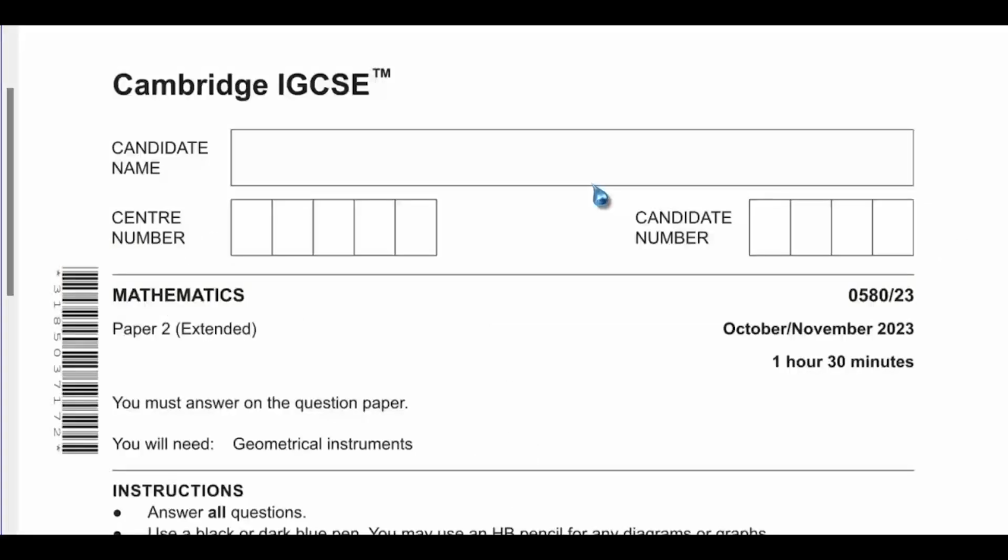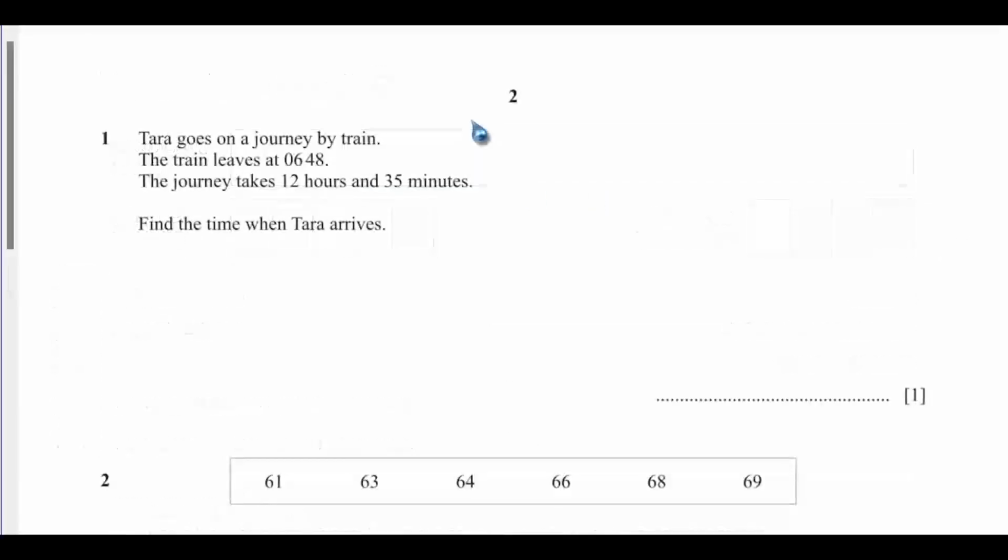Let's jump into the first question. Question 1. Tara goes on a journey by train. The train leaves at 0648. The journey takes 12 hours and 35 minutes. Find the time when Tara arrives.